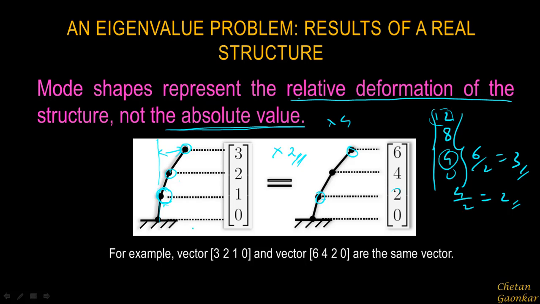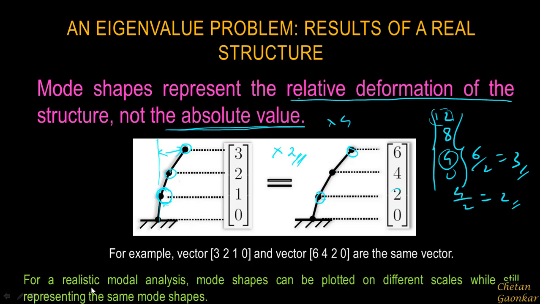Therefore, as in this last sentence, for a realistic modal analysis, mode shapes can be plotted on different scales. Now this is on the scale of 1:1, but this is on the scale of 2:1. Similarly, I can plot it for 4:1 and 8:1 and so on. More about this will get clear when we actually solve some examples using ANSYS. While the scale changes, it still represents the same mode shape, in this case as well as in this case. So this is what I wanted to cover in this first part of this video on modal analysis.